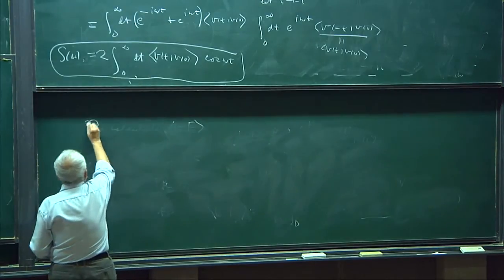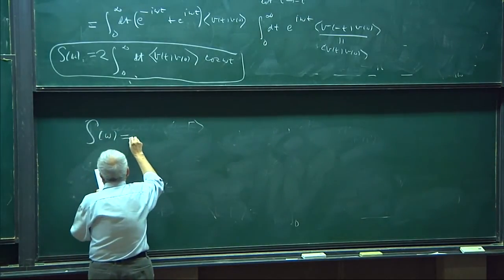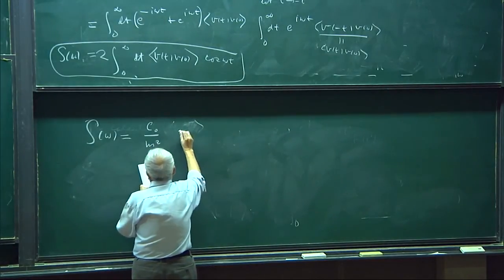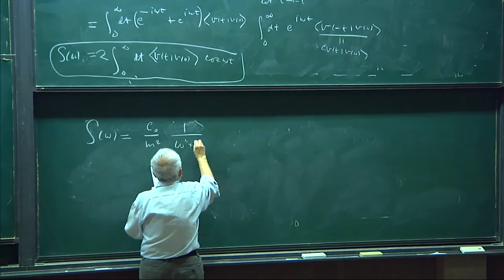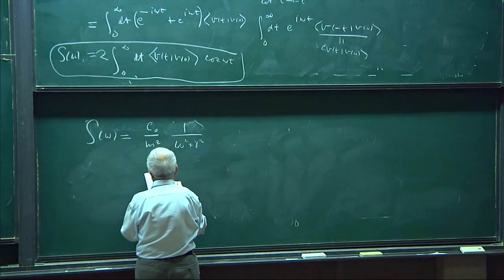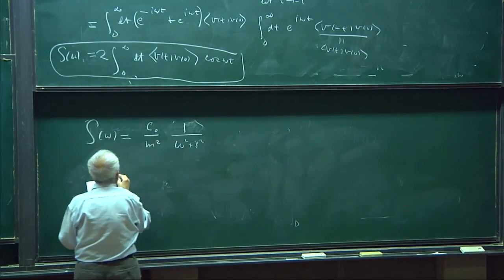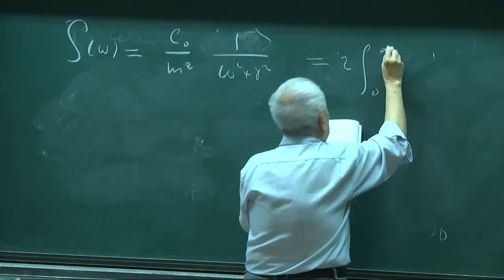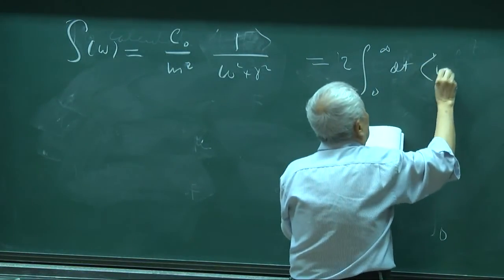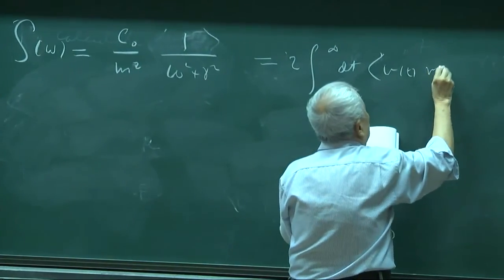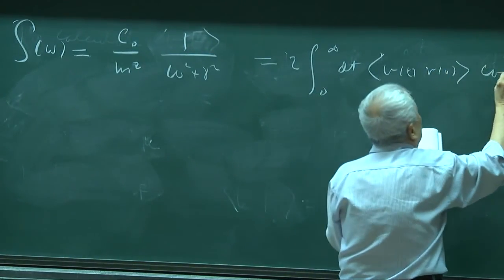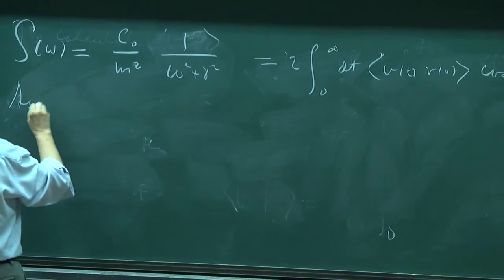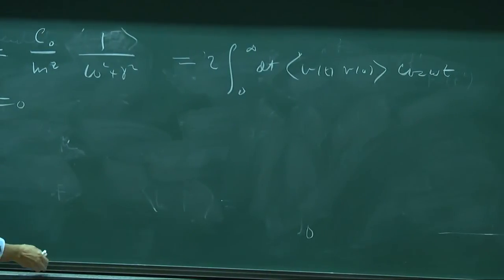Now let's go back. The power spectrum, we have derived it to be C0 over m squared times 1 over omega squared plus gamma squared. And using the Wiener-Khinchin theorem, this should be equal to 2 times the integral from 0 to infinity dt of the average of v of t v of 0 times cosine omega t. Set omega to 0 in this case.